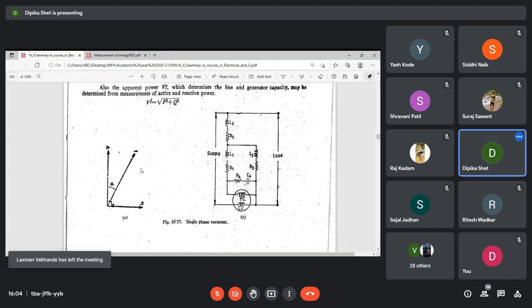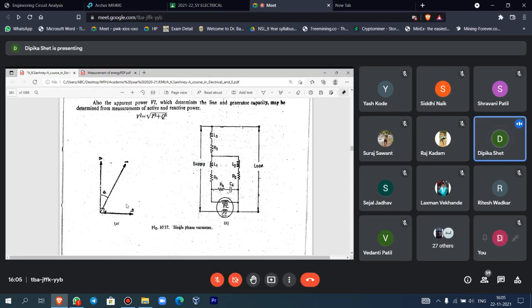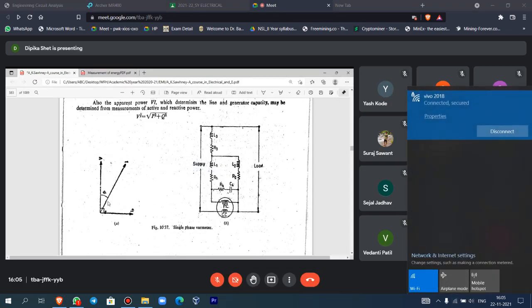See here, if we observe this phasor diagram, then this is the voltage vector V, and this is IP. Current IP means the current flowing through this pressure coil. Hence in this VAR meter, we make this pressure coil circuit more inductive in nature, so that the current flowing through the pressure coil, IP, lags behind this voltage by an angle of 90 degrees.